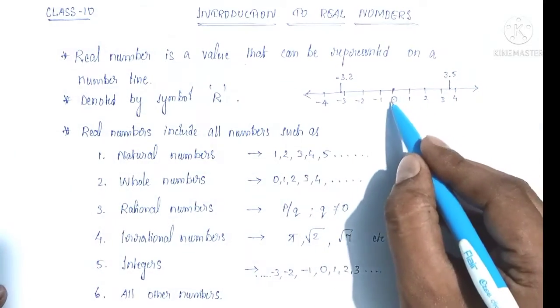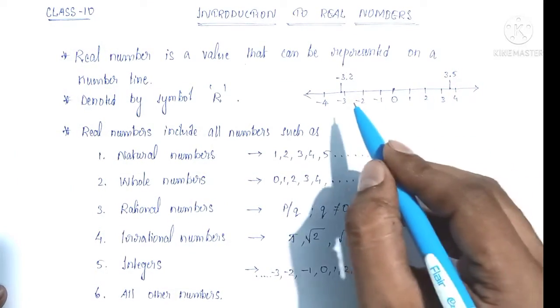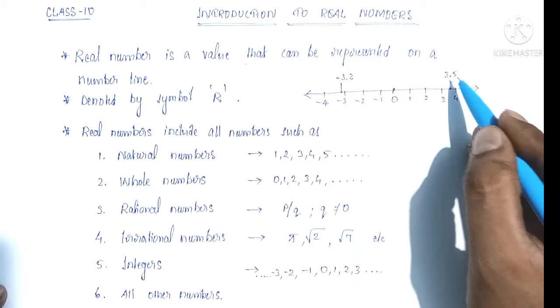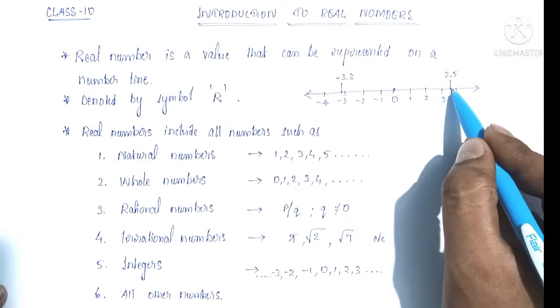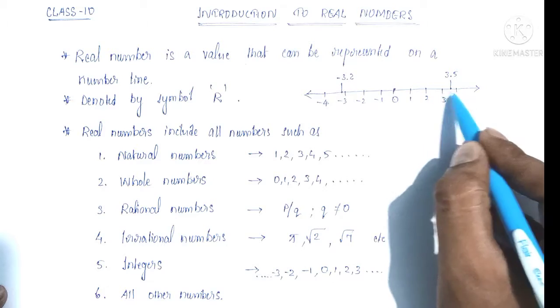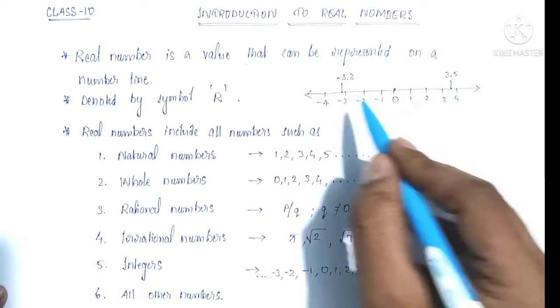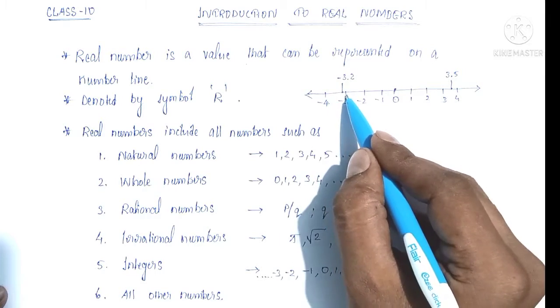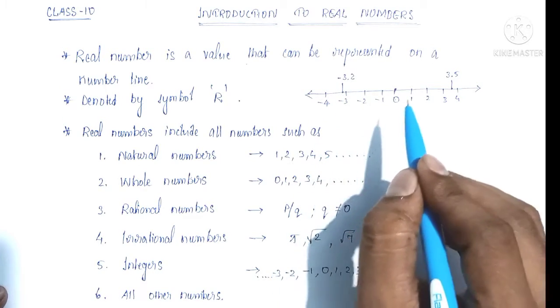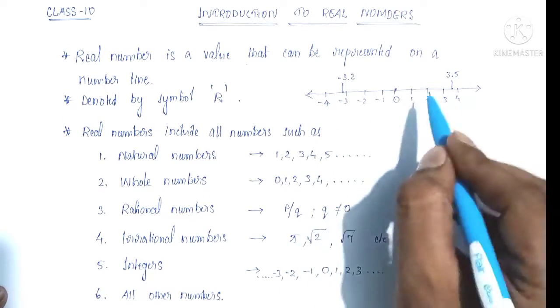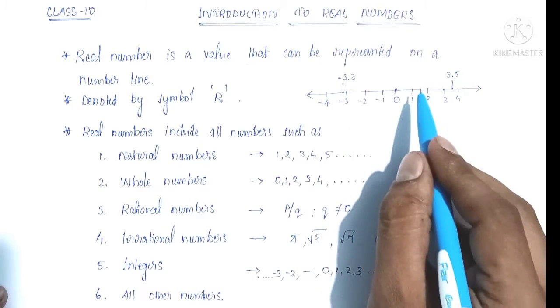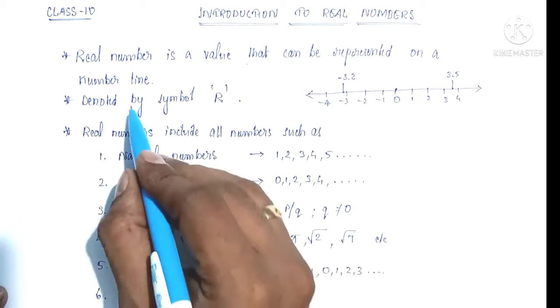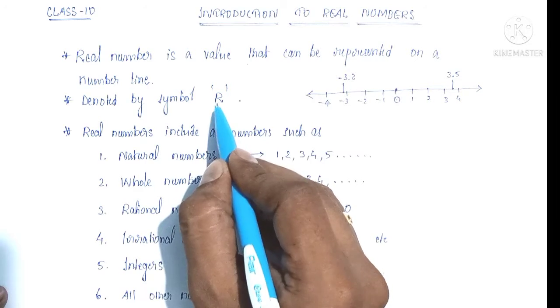So for example, 0 is a real number, 1, -3, and even 3.5 is a real number, because we can represent 3.5 between 3 and 4. And another example, -3.2 is a real number. It can be represented between -3 and -4. So any numbers that can be represented on a number line are known as real numbers, and a real number is denoted by the symbol R.